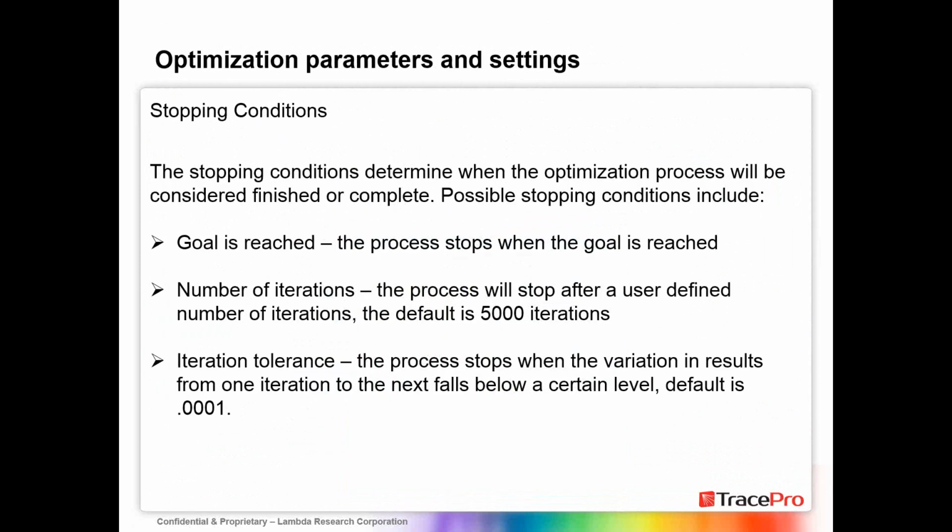So for instance, if we look at stopping conditions, these can be set in three different ways. Well, first of all, the goal is reached. Second of all, how many iterations do you want to take? If 5,000 iterations is good enough for you, that's the default. But usually I'm thinking possibly 100 to 150 is the number you're going to be looking at here. And then finally, an iteration tolerance. If one iteration is no different than the next iteration by 0.0001, we stop the optimization.